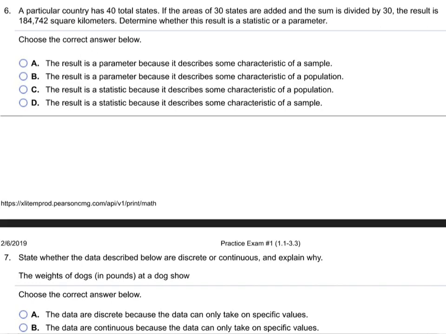A particular country has 40 total states. If the areas of 30 states are added and the sum is divided by 30, the result is a big number. Determine whether this result is a statistic or a parameter. So you can put on your 3x5 card the difference between a statistic and a parameter. What is the difference?